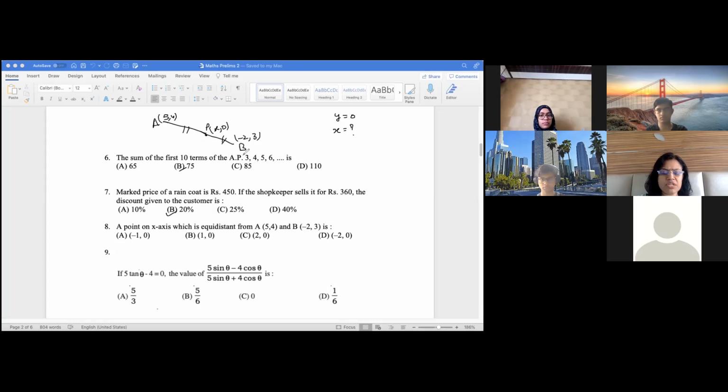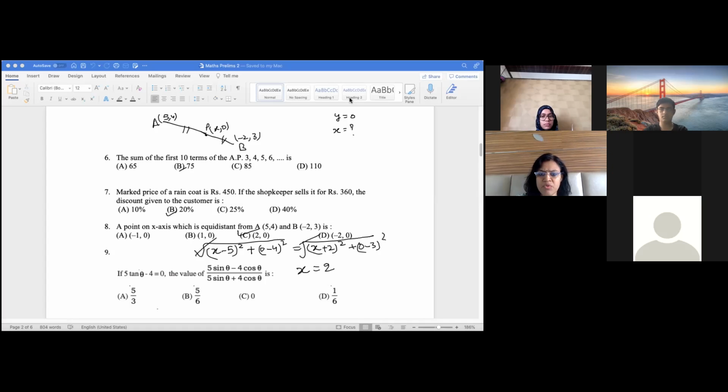What is the value? Root under, 5 minus x whole square, and x minus 5, you can write anything. So suppose I write x minus 5 whole square plus 0 minus 4, 0 minus 4 whole square, this is under the root, is equal to this other distance. So this other distance, x minus -2 becomes x plus 2 whole square plus 0 minus 3 whole square. So this whole thing under the root, squaring both sides, the root goes away, open the brackets, x square cancels, and in the answer I think 2 will come. So the value of x is 2, y is 0 we already know, so the answer is C, 2,0. Understood? Any doubt in this question? Many people have got this wrong.